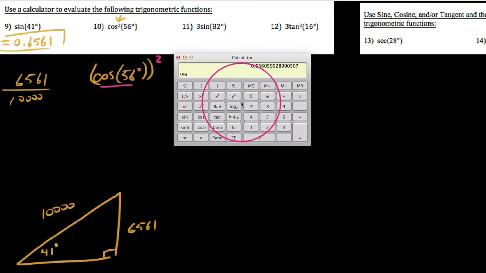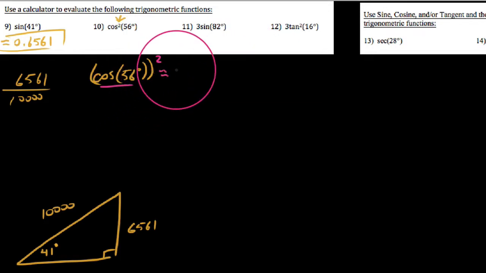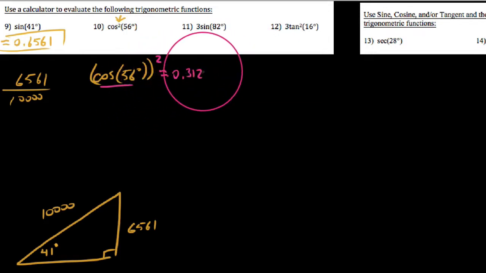So we're going to start with that. We say cosine of 56. Let's type in 56. We'll hit cosine. And then we're going to square this. And what I get is about 0.3127. So we say this is approximately 0.3127. Okay? But work inside out.